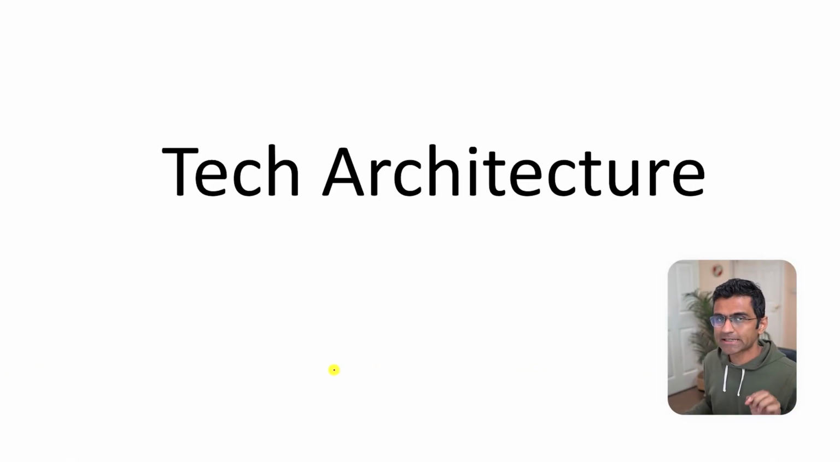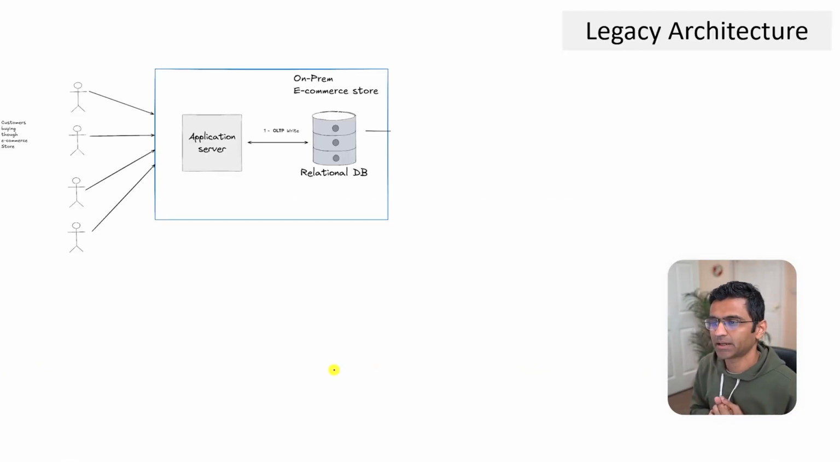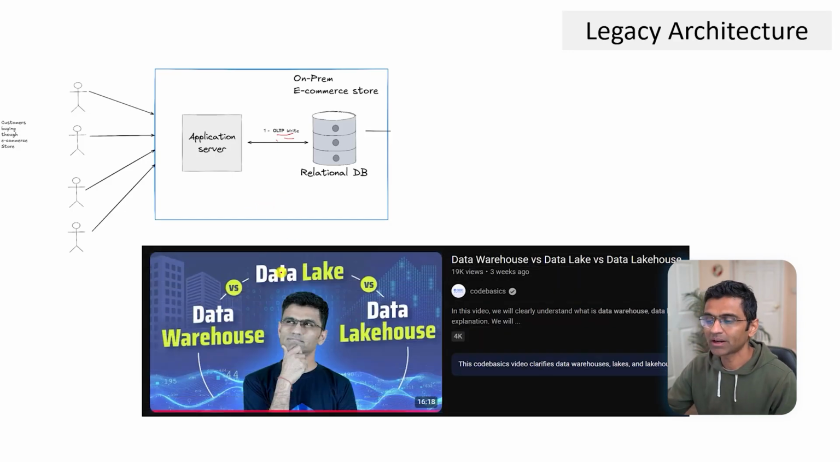We will start by discussing the technical architecture of the project. Here is a diagram of a legacy architecture. We have an OLTP system here where there is a company's application server, and you have a relational database that stores all your transactional data. Okay. Now, just in case you don't know OLTP, OLAP, ETL, etc., you can refer to this video. I have explained those concepts by going over data warehouse, data lake, and data lakehouse.